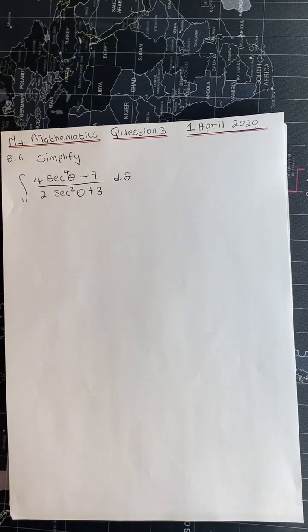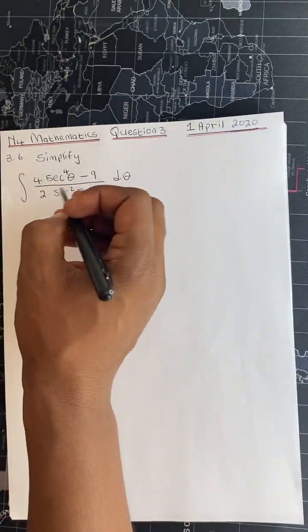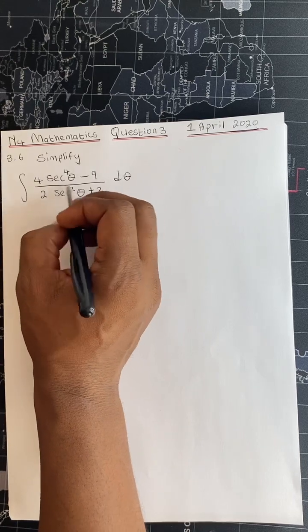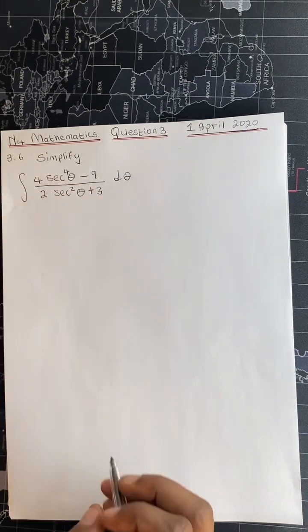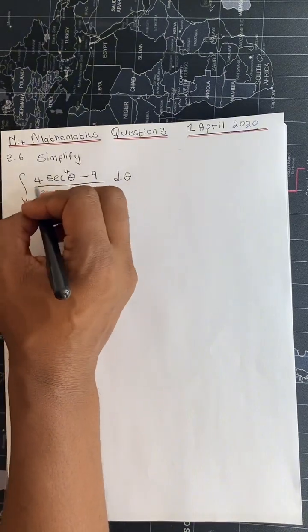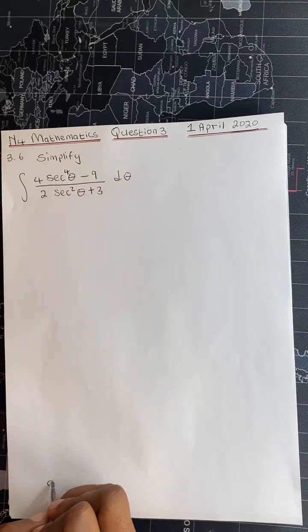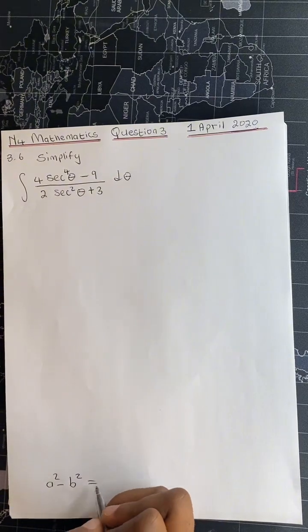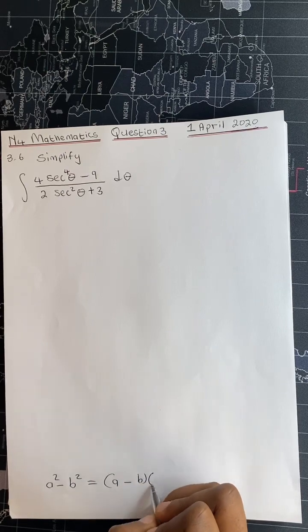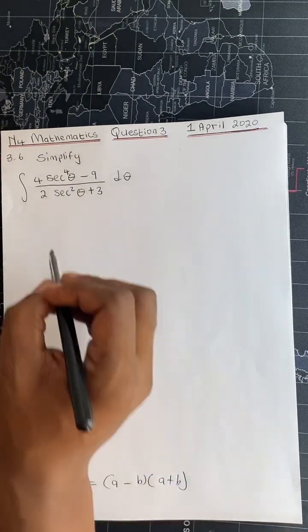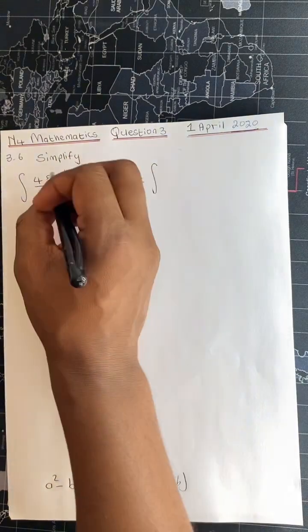Question 3.6, we have to simplify the integral of 4 sec to the power 4 theta minus 9, all divided by 2 sec squared theta plus 3 d theta. And there is no formula or method that we can use to evaluate this integral, so we have to simplify. So we can see that we can change the numerator to be a difference of two squares. If we had a squared minus b squared, this will be equal to a minus b into a plus b. So let's change the numerator.